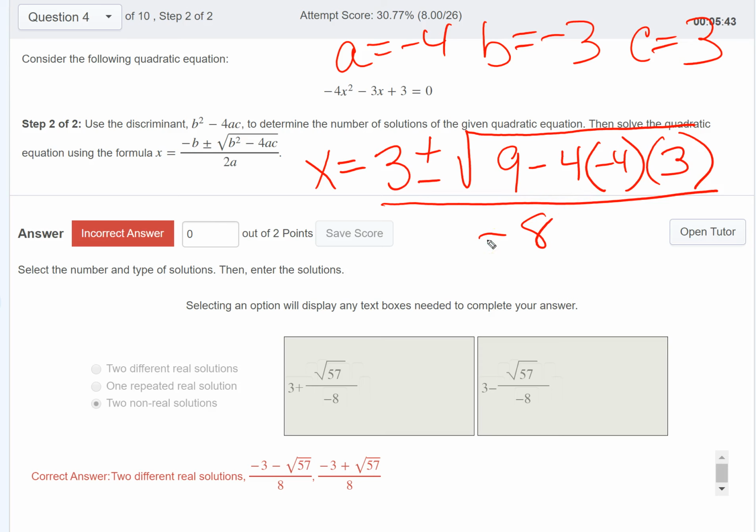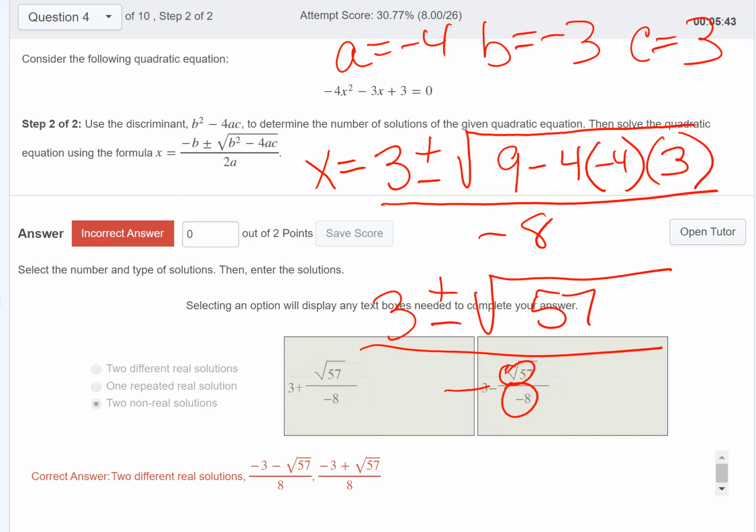I'll work it out, and then we can compare answers. So negative 4 times negative 4 is 16 times 3 is, let's see, 48, and 9 gives me a 57, and that's over a negative 8.